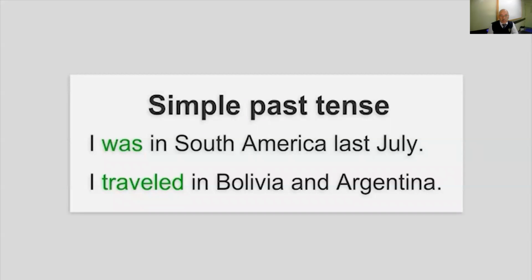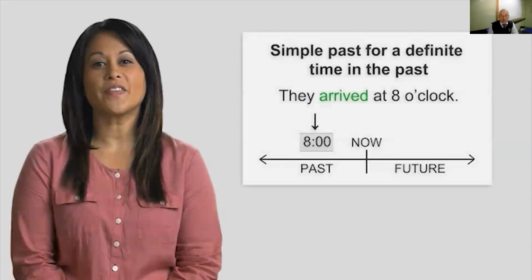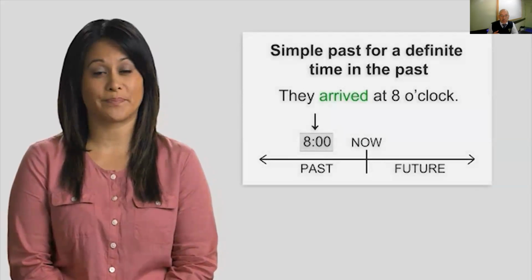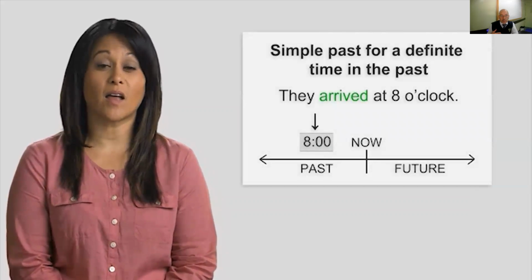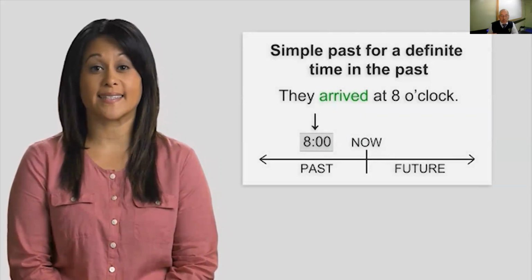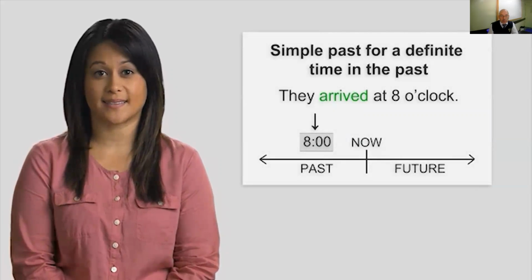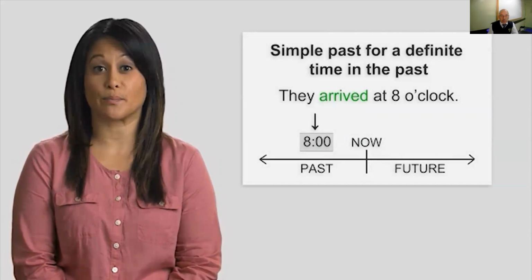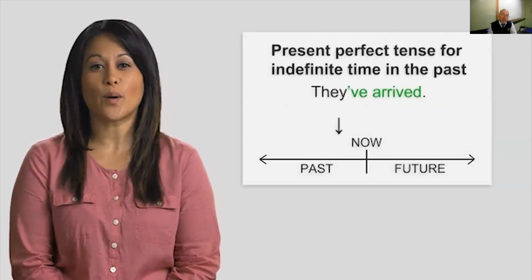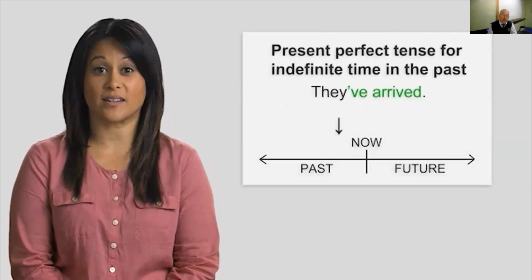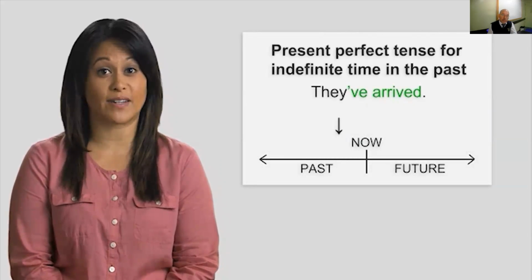First, let's talk about the simple past tense. Look at this sentence and the diagram. They arrived at 8 o'clock. 8 o'clock is before now. It's a definite time in the past. Now let's look at the present perfect. They've arrived. In the present perfect, the action is past, but there isn't a definite time.